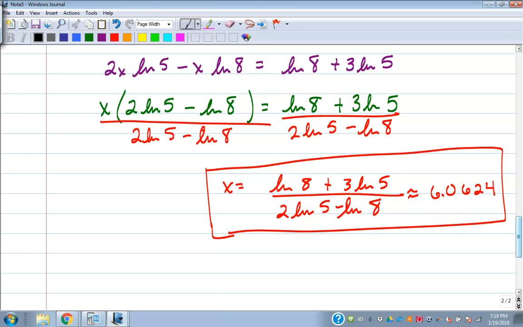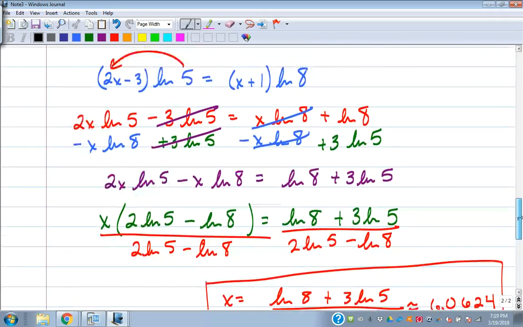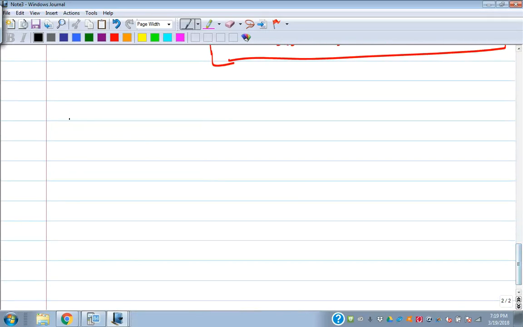Okay. Let's look at this one. Let's go to a little lighter problem. Not quite as difficult, but still challenging. e to the 4x, e to the x minus 1 equals 5e.